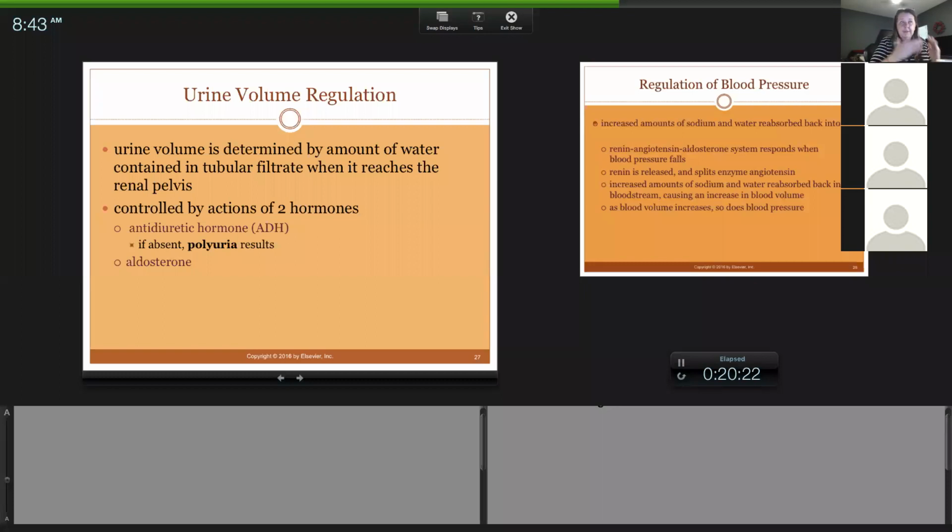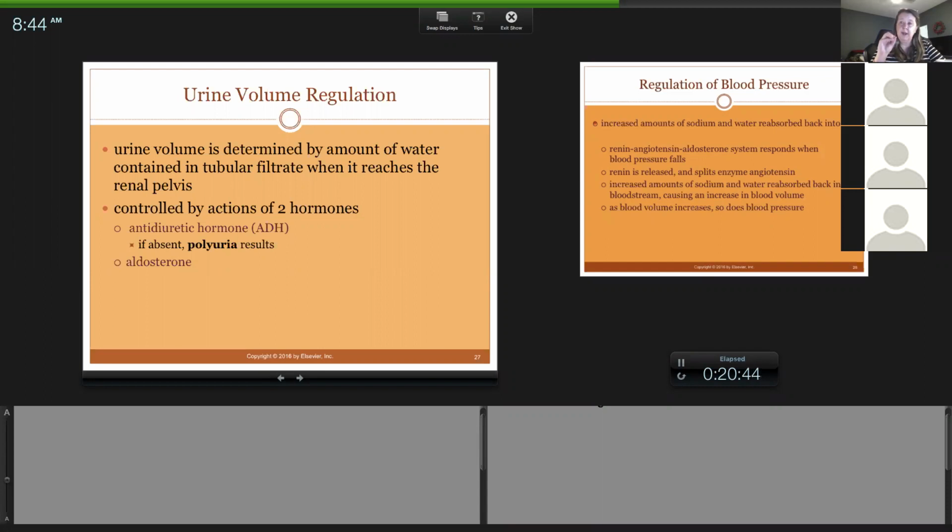If it's anti-diuretic, then what the body is doing is saying, we need water. Do not put as much water in the urine, and the body will retain water. So anti-diuretic is doing the opposite.